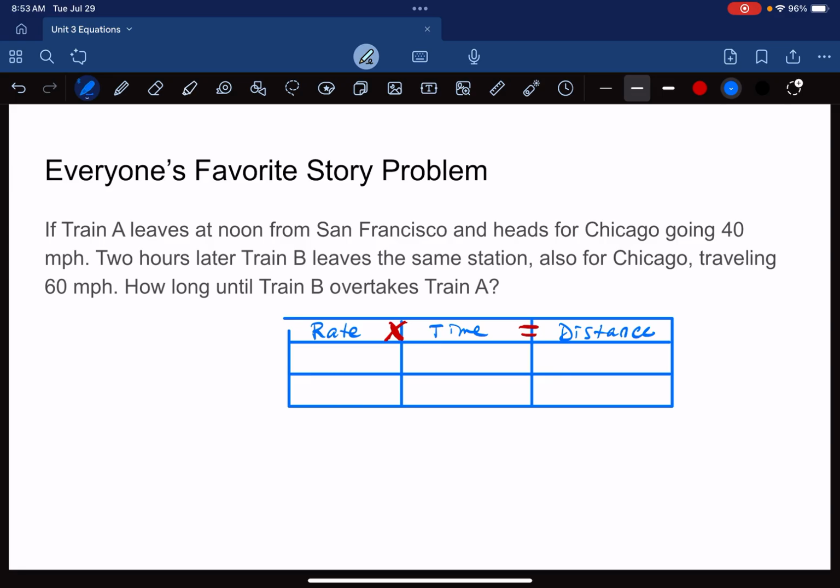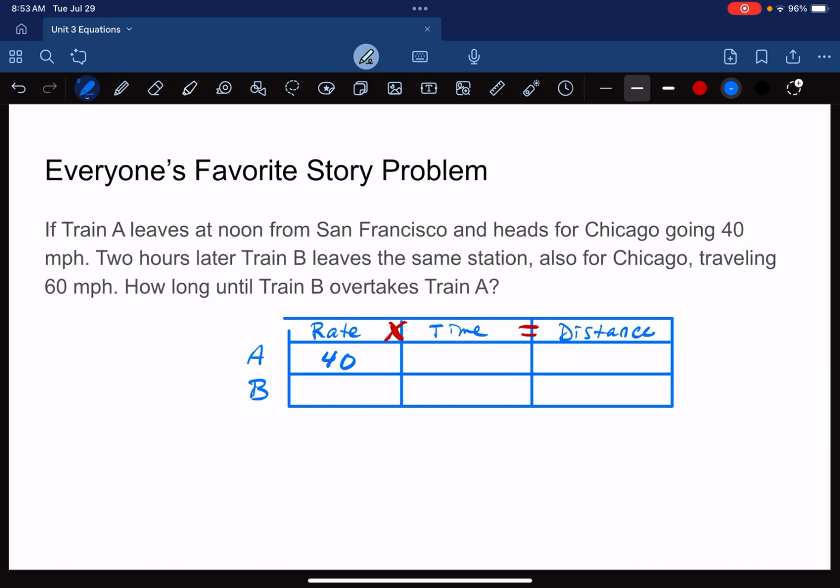Okay? So now all I have to do is fill in this table for trains A and B, and then I'll have the information I need to write the equation. It says train A leaves at noon for San Francisco and heads for Chicago going 40 miles per hour. So I know that train A is going 40.